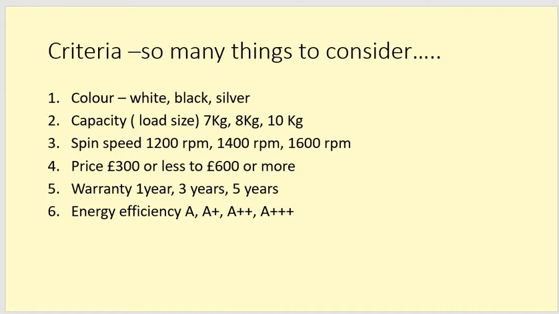So, I drew up a list of criteria. Colour. Did I want a white machine, a black machine, a silver machine? I think there are a few others, but they tend to get rather expensive. Capacity. That's how much you can fill in the drum. Spin speed. Price. Warranty. That's how long the guarantee will last under which they'll repair it. Or energy efficiency. You've got A double plus, A triple plus. It's got a bit confusing. Now, most of these are quite straightforward, colour, capacity and what have you, but what is efficiency? I needed to find out, and so will you during this journey with me.